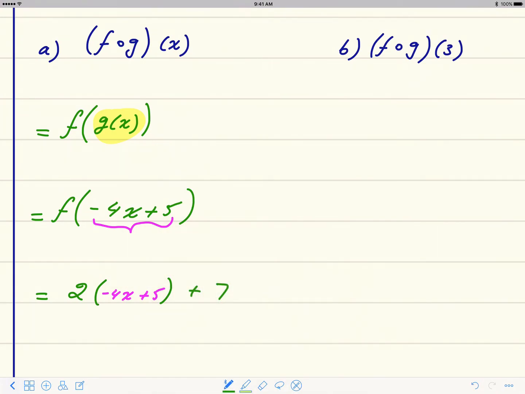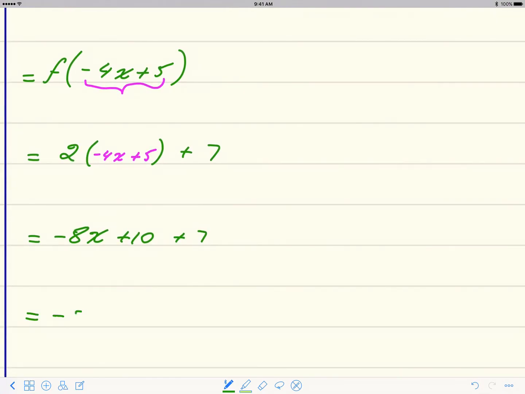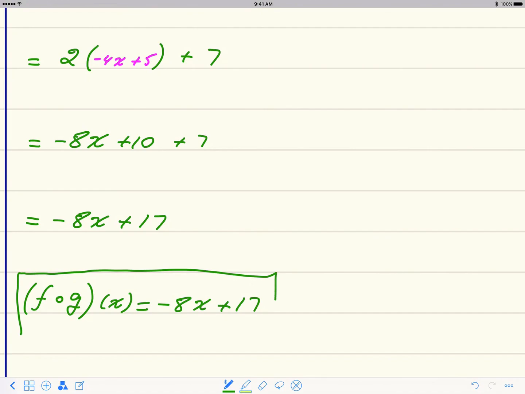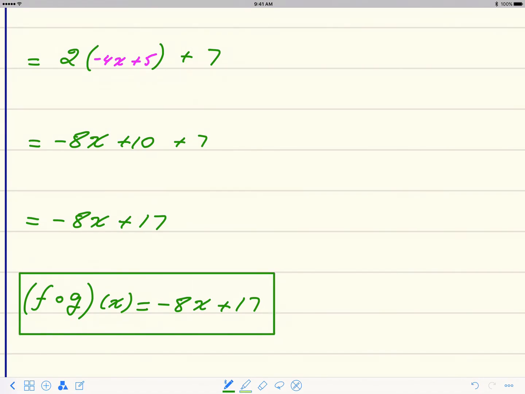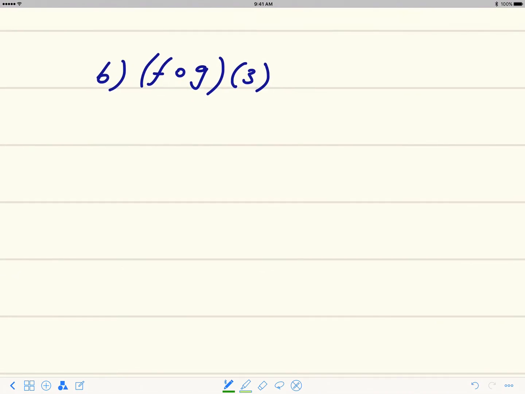And then, of course, we can simplify this. We can distribute, so we get negative 8x plus 10 plus 7, and that gives us negative 8x plus 17. So in summary, what we've calculated here is that f circle g of x is negative 8x plus 17. Okay, now make a note of this, because part B asks us to calculate f circle g of 3.